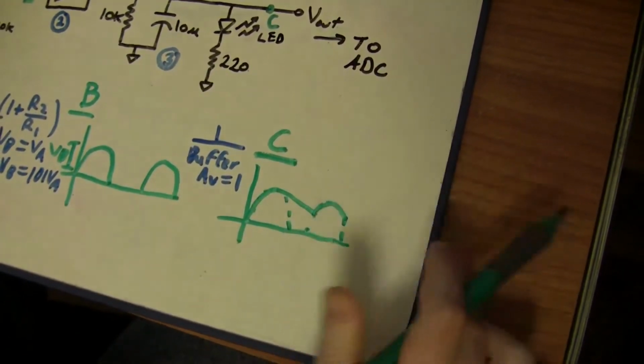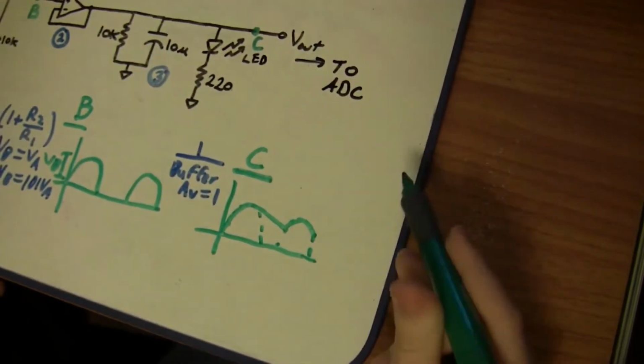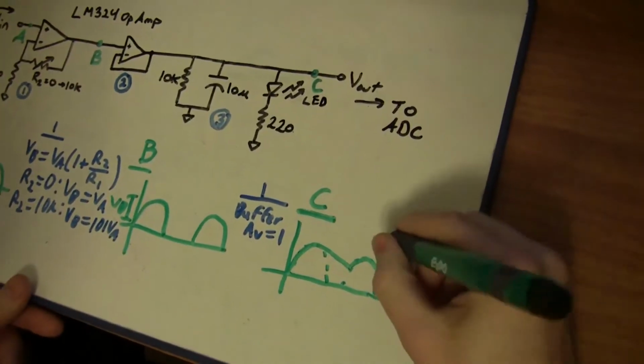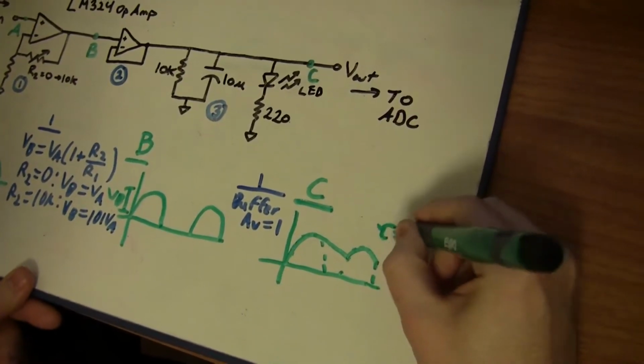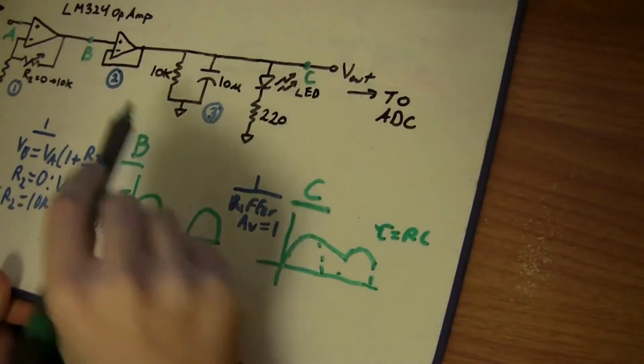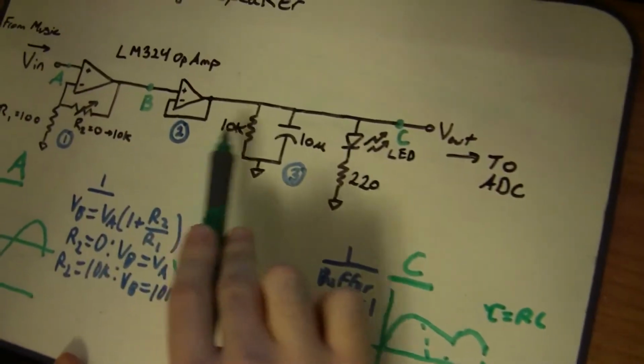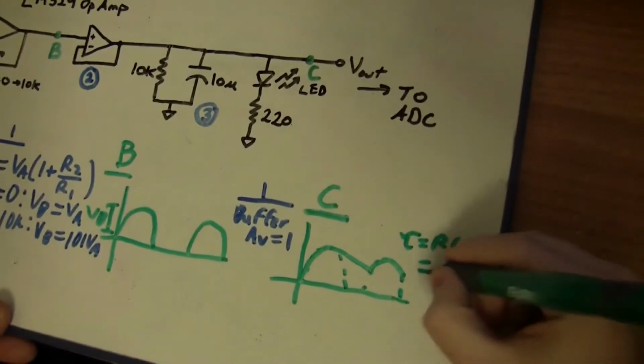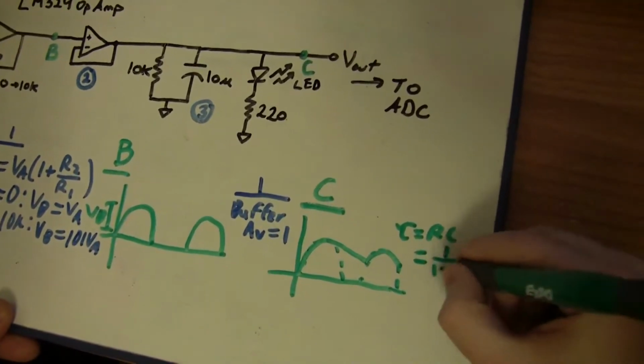the entire signal. This is governed by something called tau, which is basically just the resistance times the capacitance. So in this case, tau is equal to RC. And here we're using a 10K resistor and a 10 microfarad capacitor, which results in tau being 1/10 seconds.